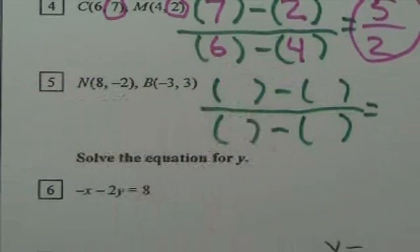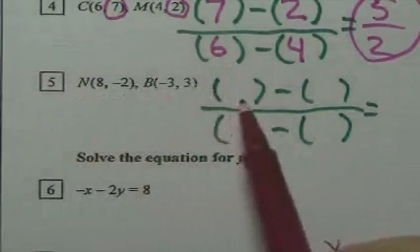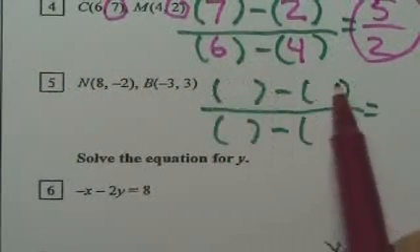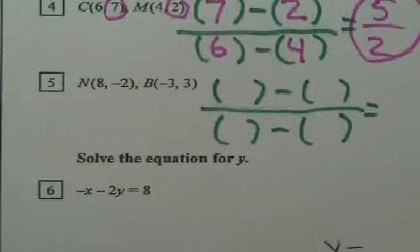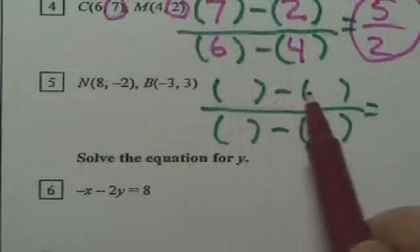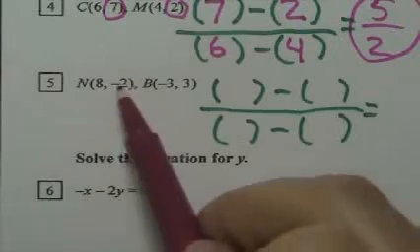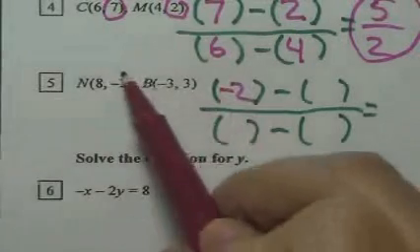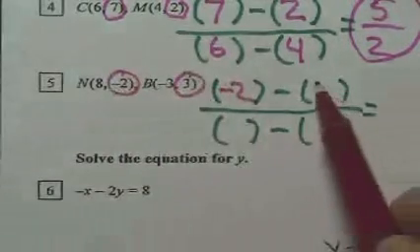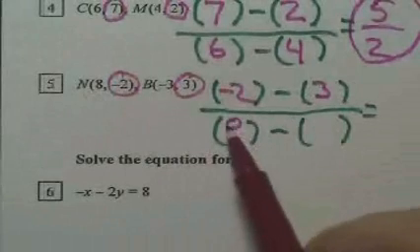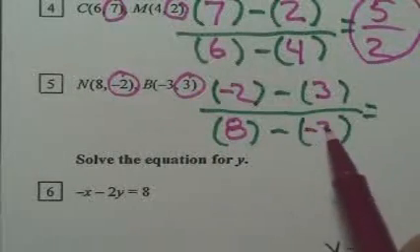Number 5, the same type of problem. Again, look how I made up my, you could say skeleton or toilet seats, whatever you want to call those. And I'm going to put my y's up on top. My y's are -2, that's this one. And the other one is 3. My x's are 8, and the other one is -3.